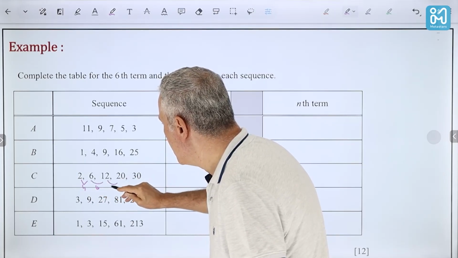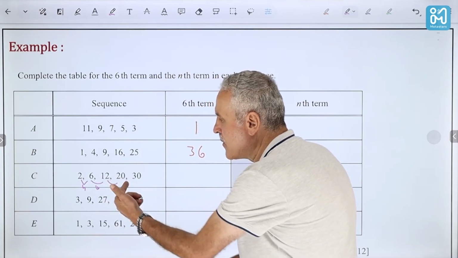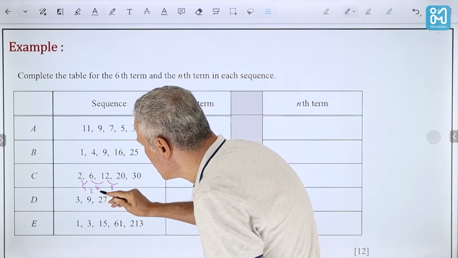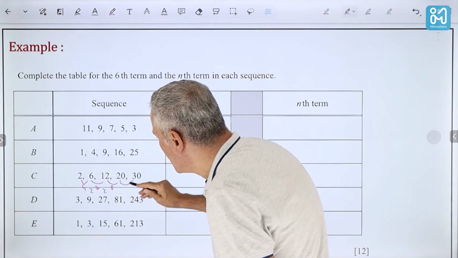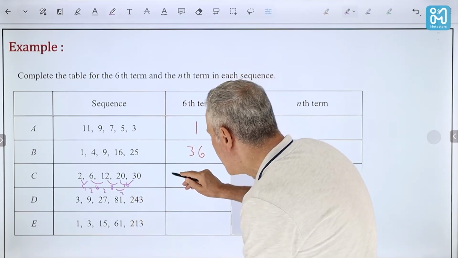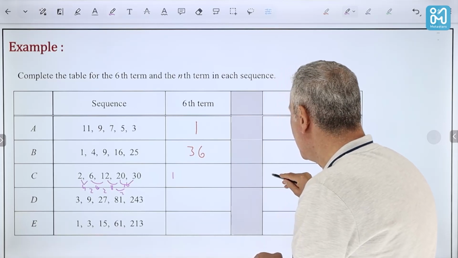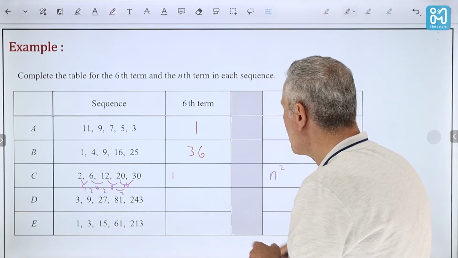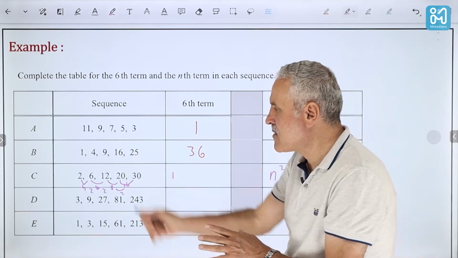6, 8. If the differences have a common difference, it's clear here. So we have 2. Same difference. So that's n squared. Sorry, let me write it here. N squared. So it's related to the square numbers.